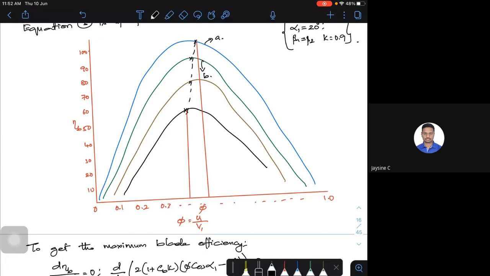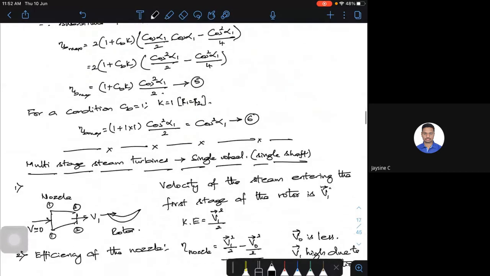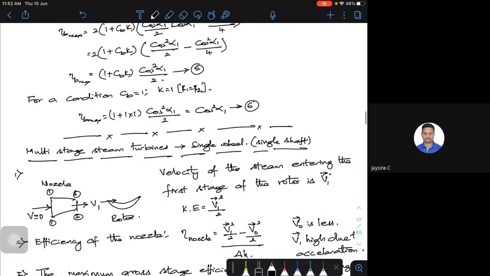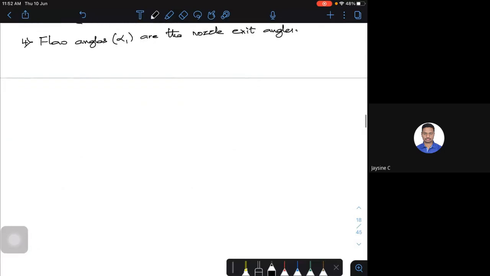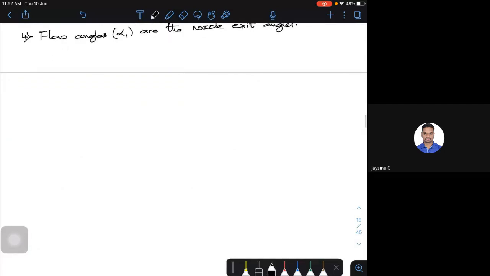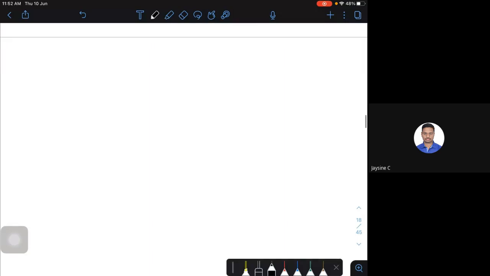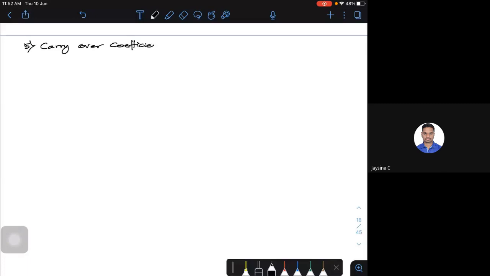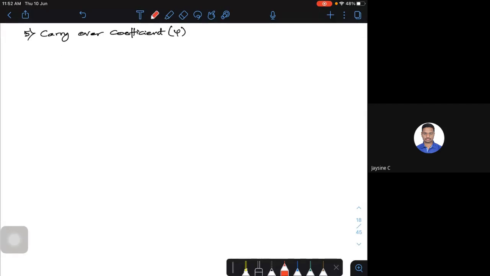Now, when I try to draw for multi-stage, let me start with a 2 stage. When I try to draw this particular velocity triangle, there is always something called a carryover coefficient. What is the carryover coefficient? Let's draw the velocity triangle and try to see what exactly it is.